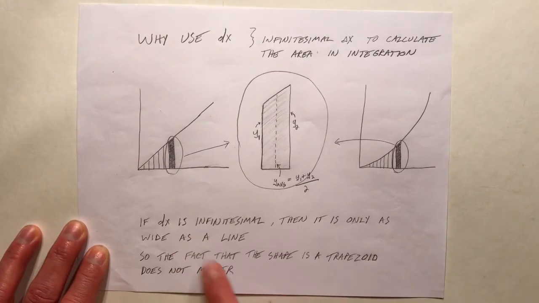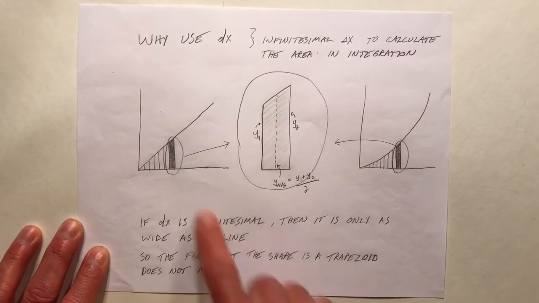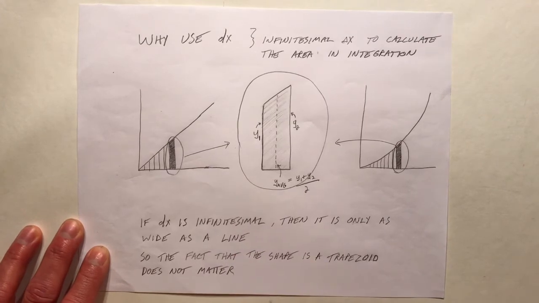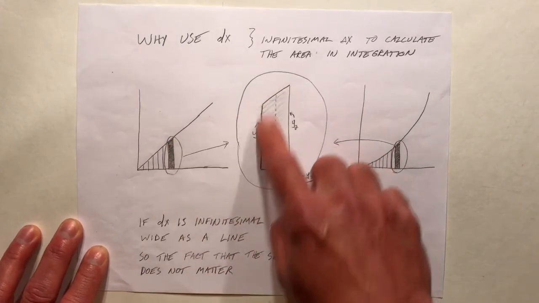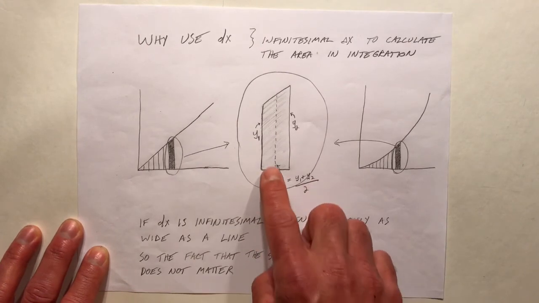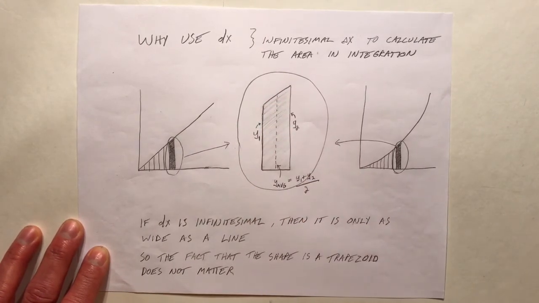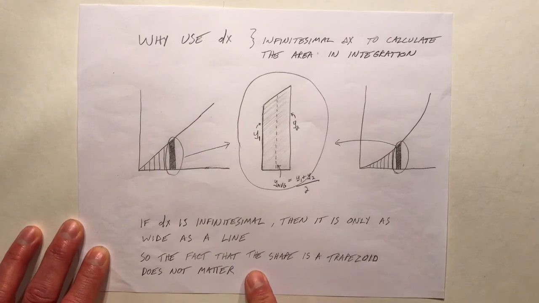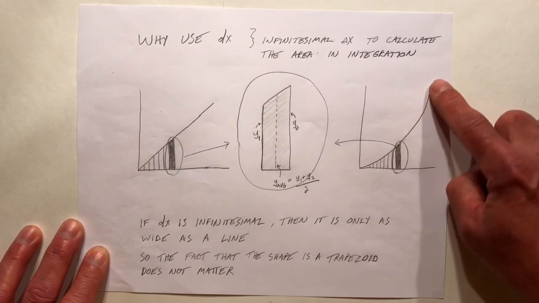So if you use dx, if it's infinitesimal, the trapezoid is only as wide as a line. So it doesn't matter that there's a curve at the top. y1 and y2 would be meaningless. They would all be as wide as a line. So the fact that the shape is a trapezoid wouldn't matter at all. And then it also wouldn't matter if you have a curve.